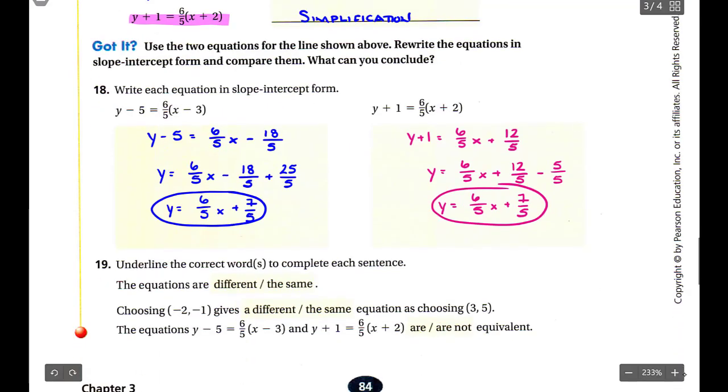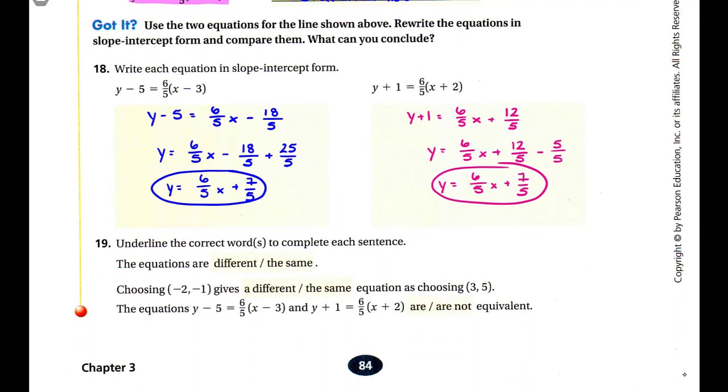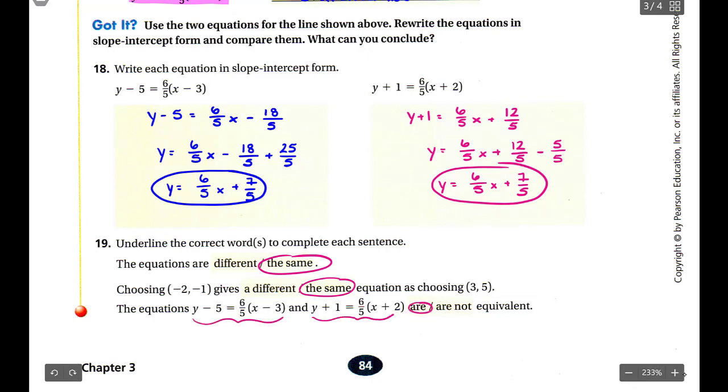For number 19, underline the correct word to complete each sentence. The equations are the same. Choosing negative 2, 1 gives either a different or the same equation as choosing 3, 5. It does give the same equation, and the two equations are written in point slope form. So this equation compared to this equation, they are equivalent, and we've proven that in the two blocks above.